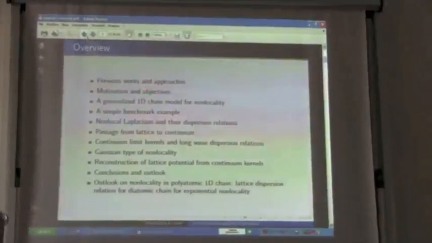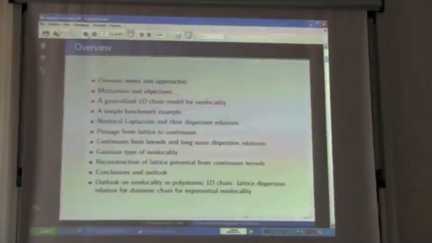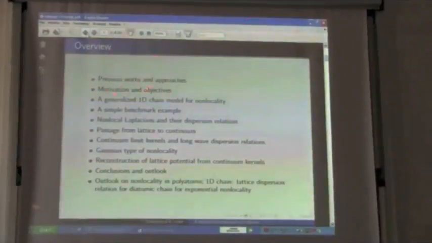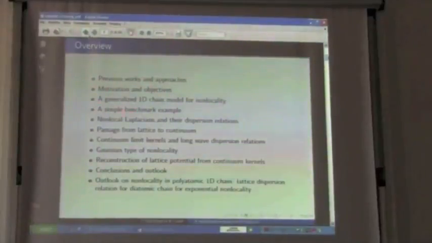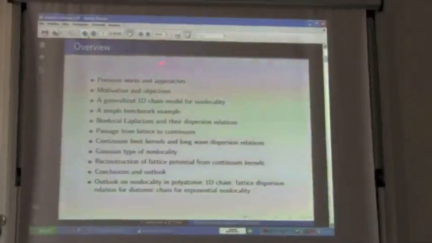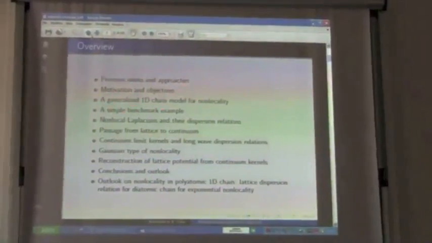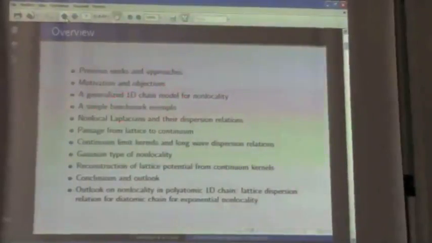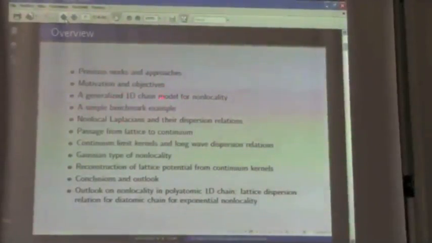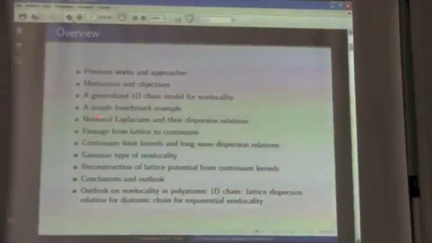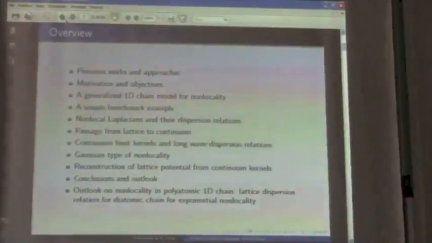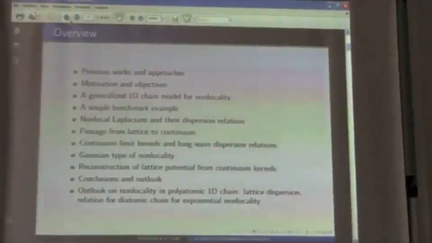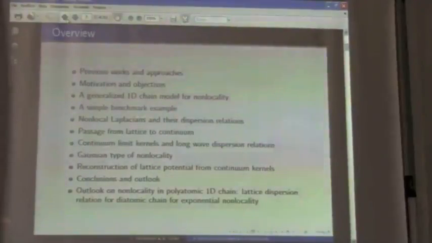So now, here's an overview of what we are looking at. First, we look at what approaches there are on non-local constitutive models. Then we give some motivation and objectives, and introduce the approach by means of a simple one-dimensional periodic chain, as simple as possible first of all. And we discuss a simple benchmark example, which we will see. From that we construct non-local Laplacian operators, which are actually the key operators which contain all the constitutive information, and also the continuum kernels.